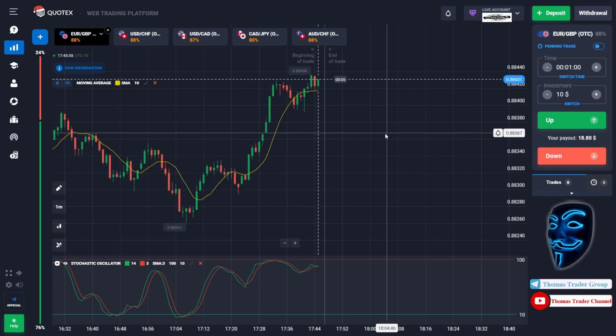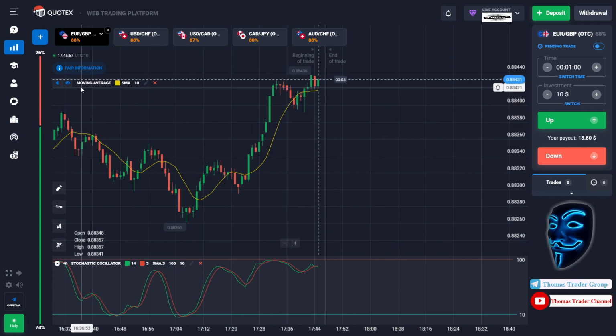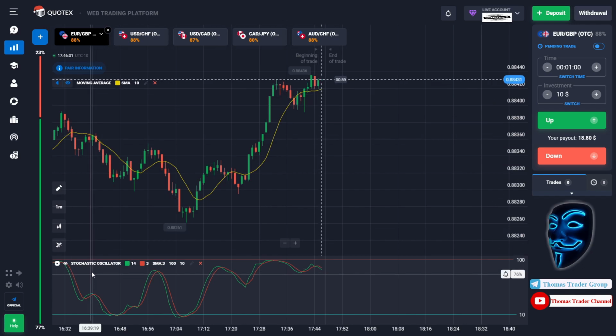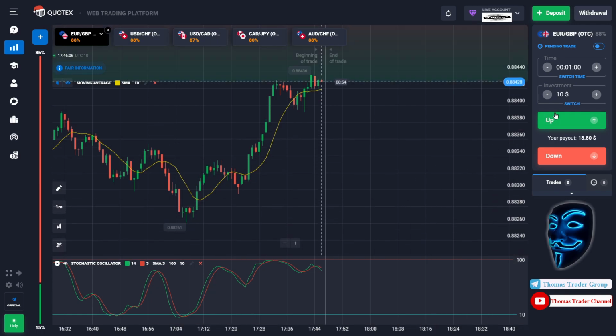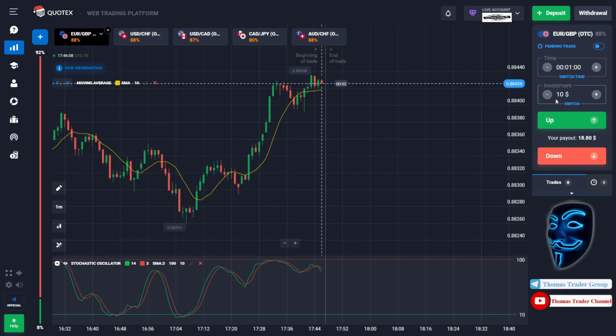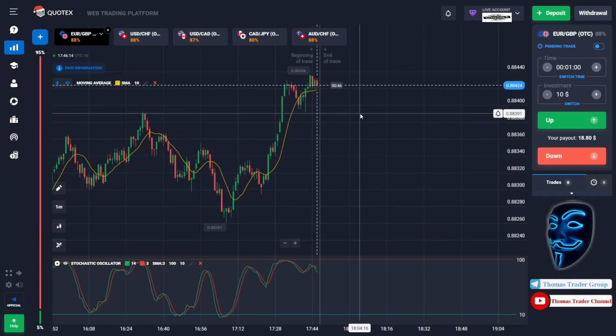Let's start our trading session for today. Today we are using two indicators. The first one is moving average and the second indicator is stochastic oscillator. Today we are starting with $10 investment and we are going to use 1 minute time frame to open the position. Let's find the market.